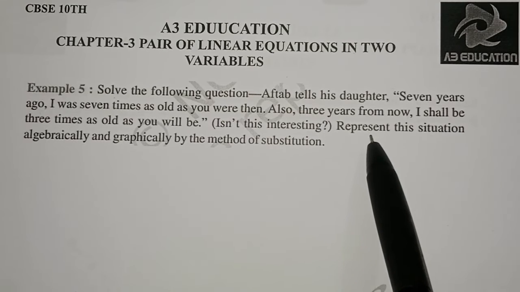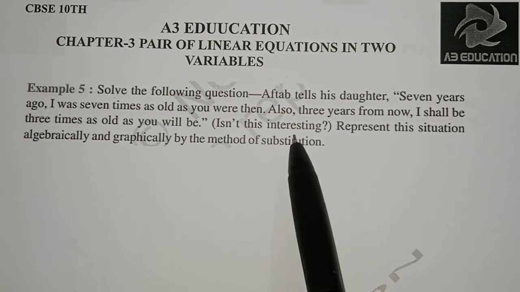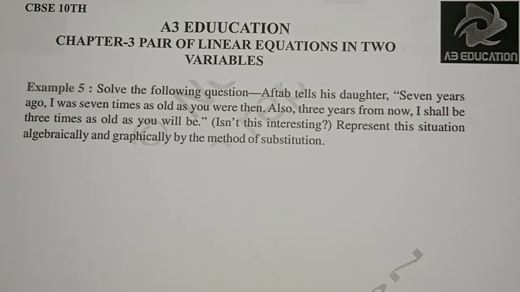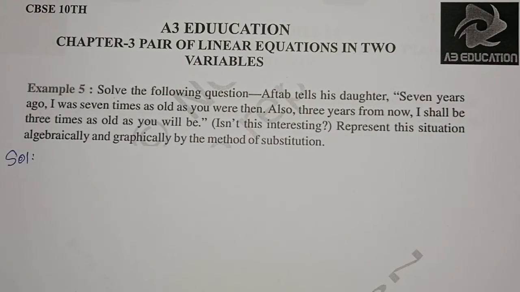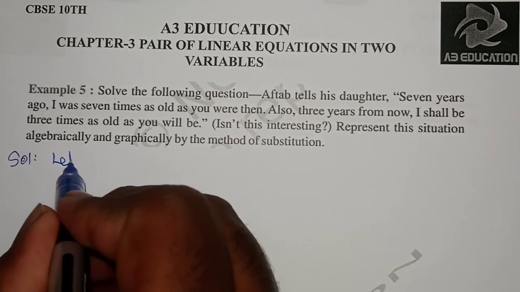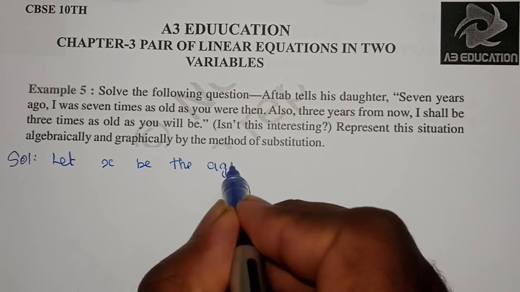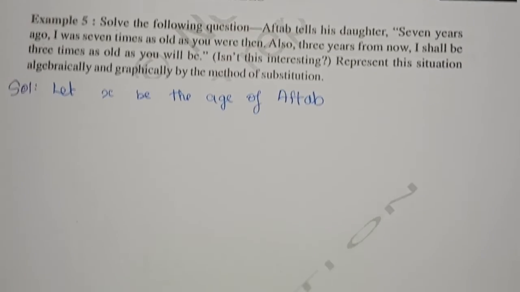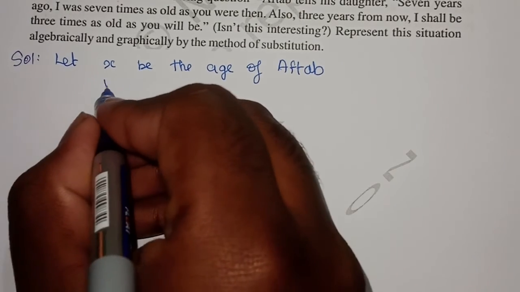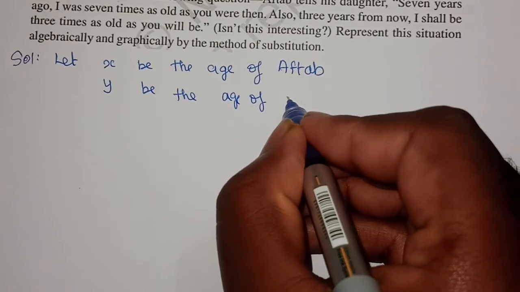Therefore, present the situation algebraically and graphically by the method of substitution. Here we are going to solve using the substitution method, so it will be very easy. Okay, the solution begins. Let x be the age of Aftab and y be the age of daughter.